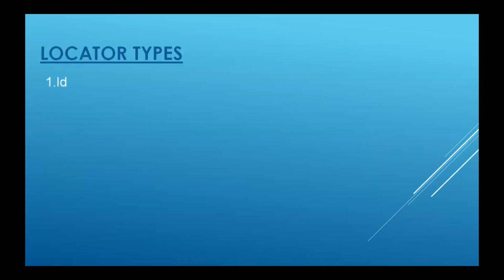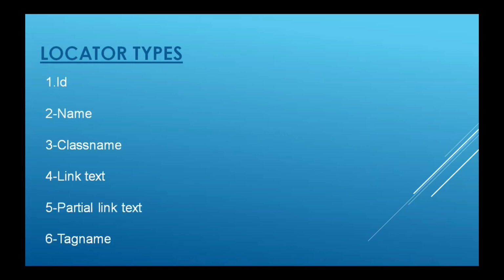Next, various types of element locators. We have ID, name, class name, link text, partial link text, tag name, CSS, XPath. We are going to see examples of each of them. Now let's open an application on which we are going to have the demonstration.